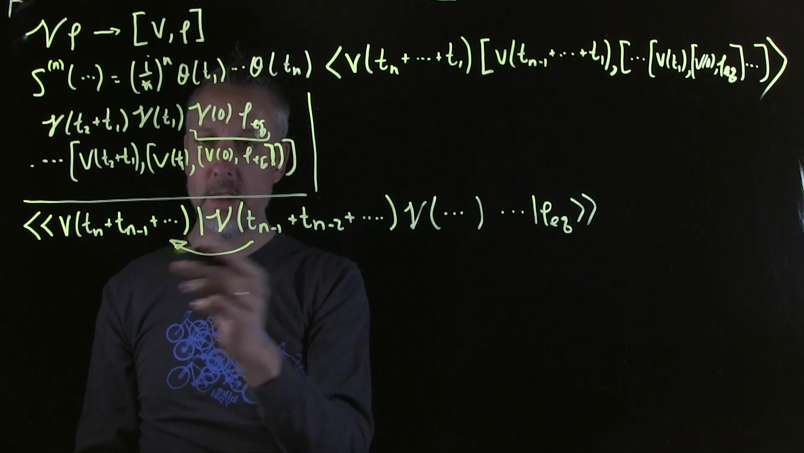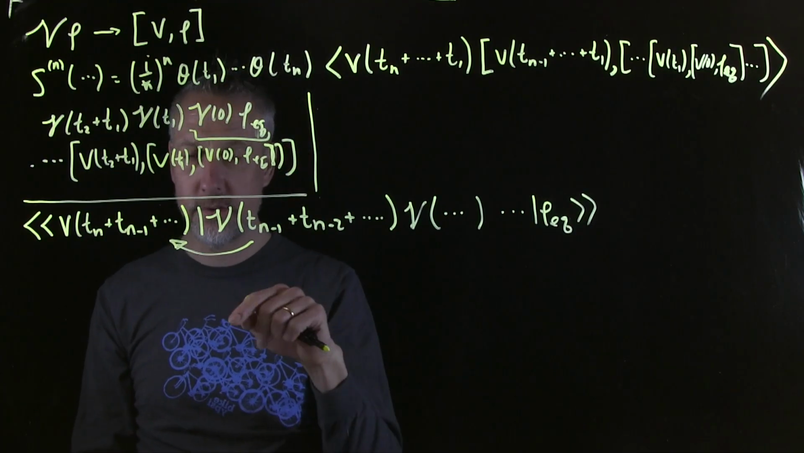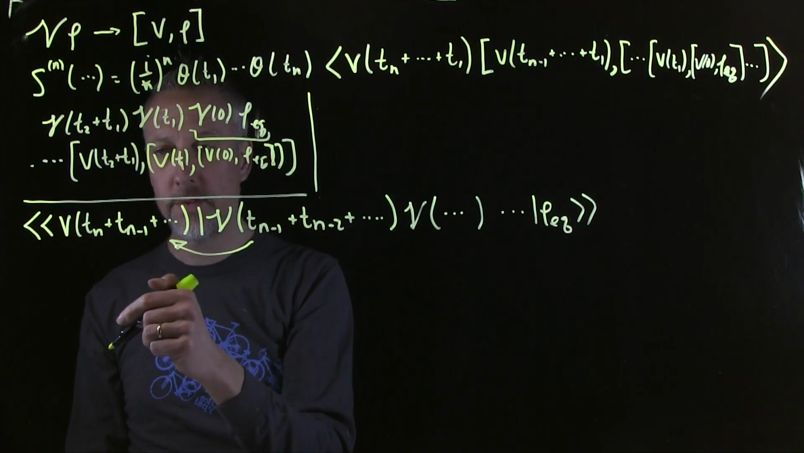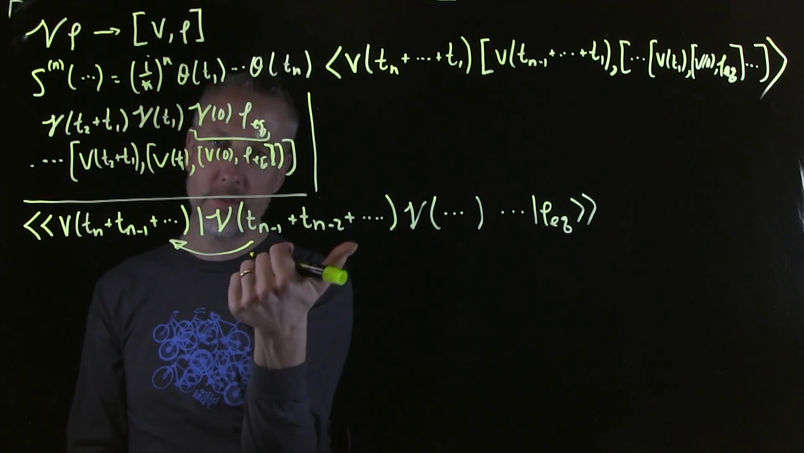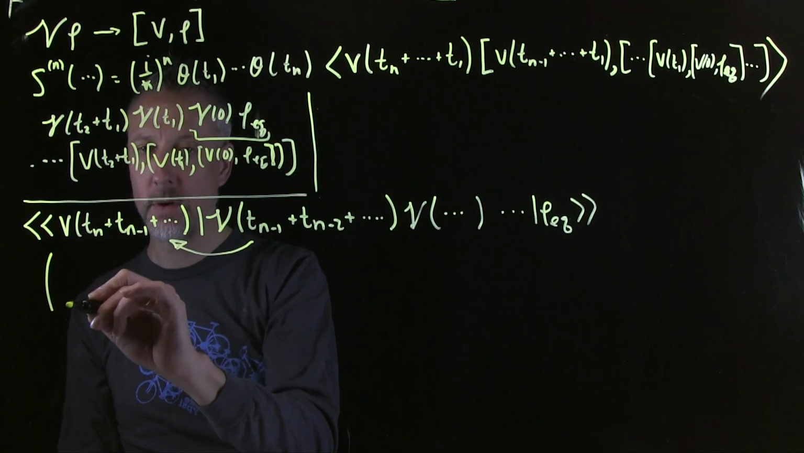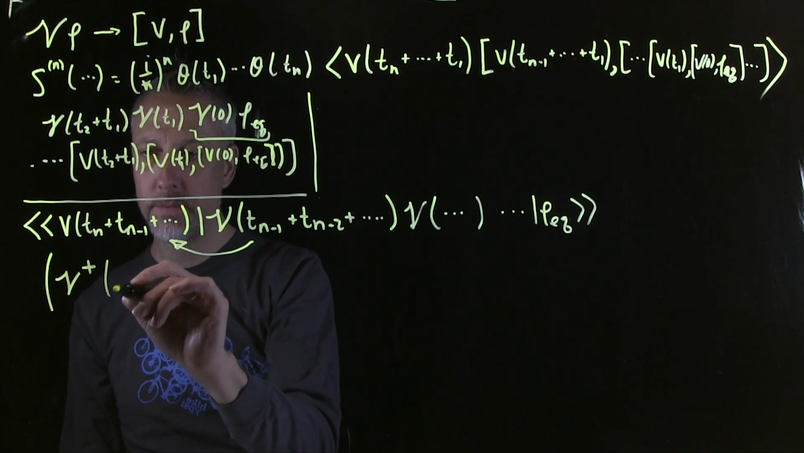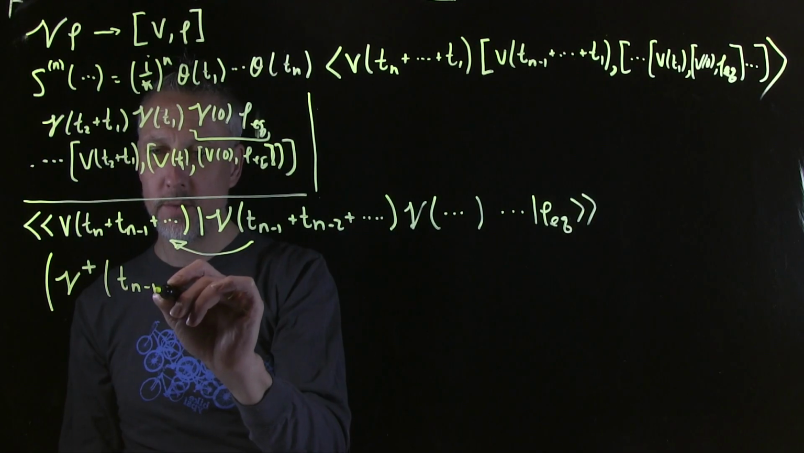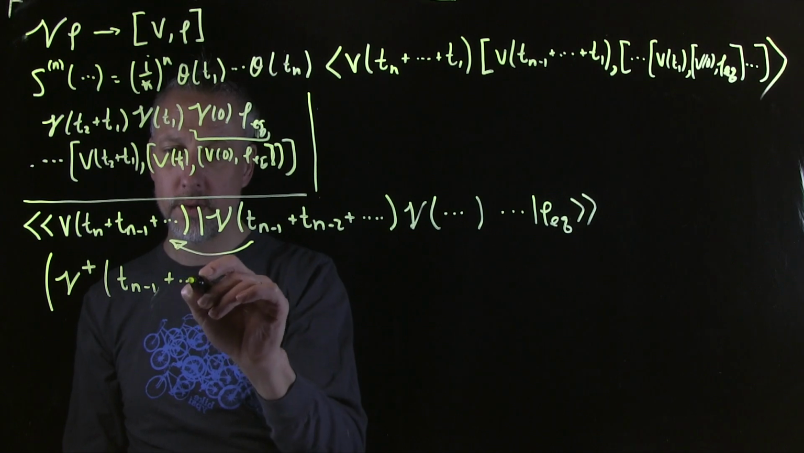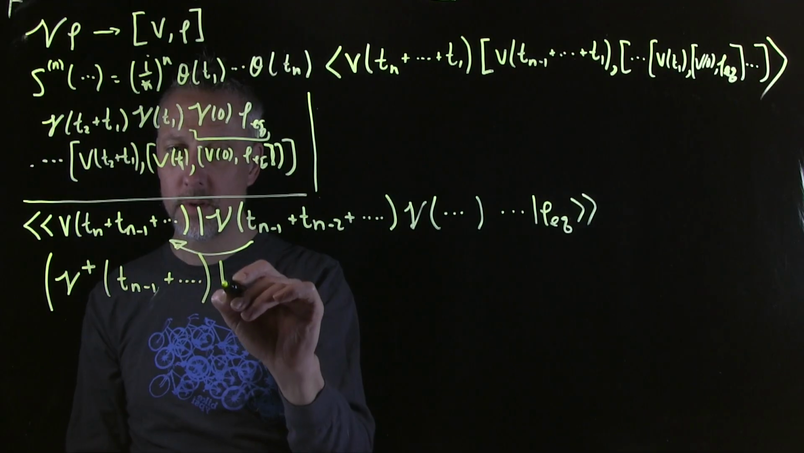The way we go to the left is the way we always go to the left, which is we go to the right and we take the adjoint of that. So to make the same thing that would be going to the left, we would take the adjoint of this, and that's going to make it go to the right. The way we do that is we write V dagger tau n minus 1, plus all these things. And then this is operating on V to the right.